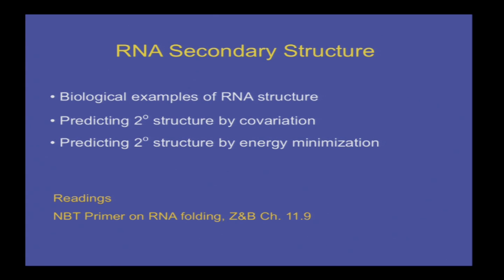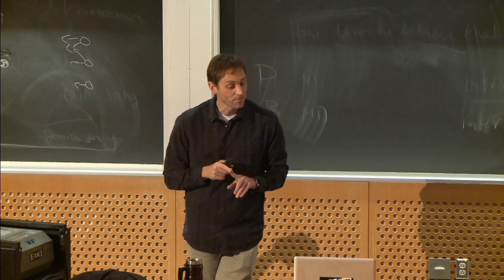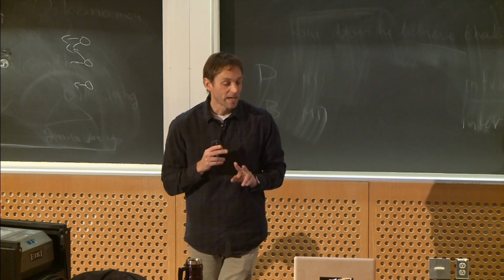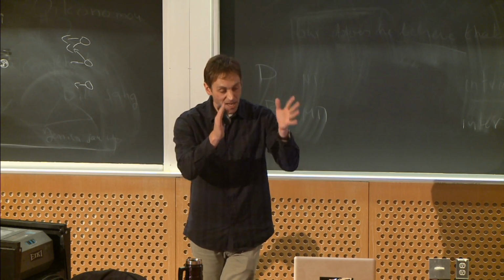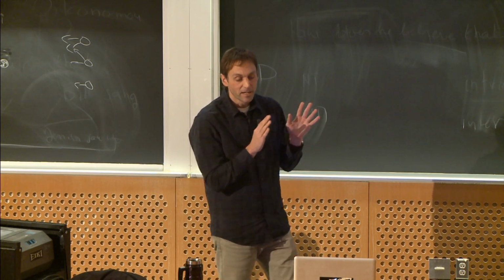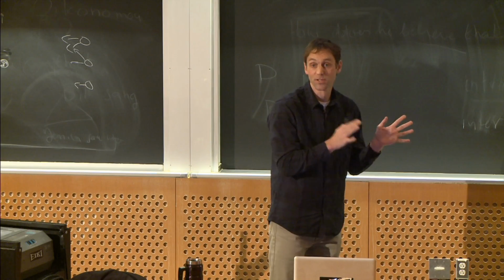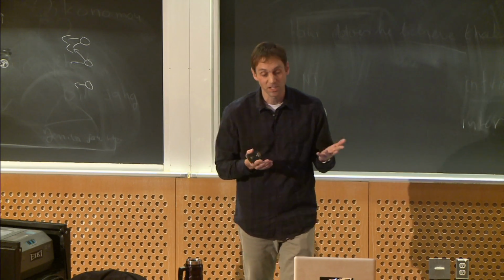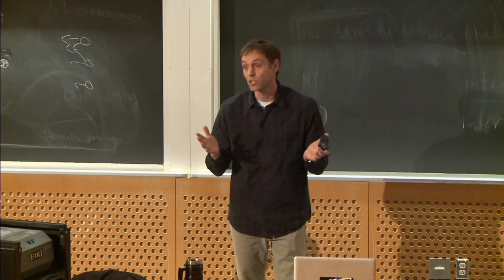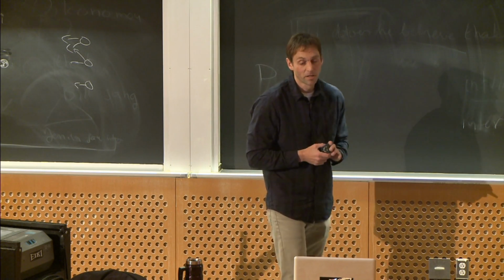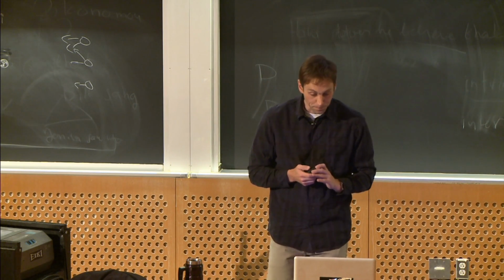First, using evolution to predict structure by the method of covariation, which works well when you have many homologous sequences. And then using first principles thermodynamics to predict secondary structure by energy minimization, where obviously you don't need to have a homologous sequence present.